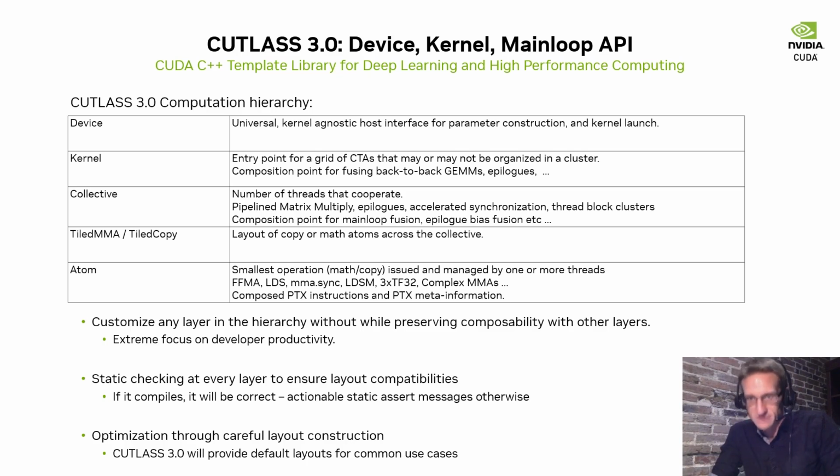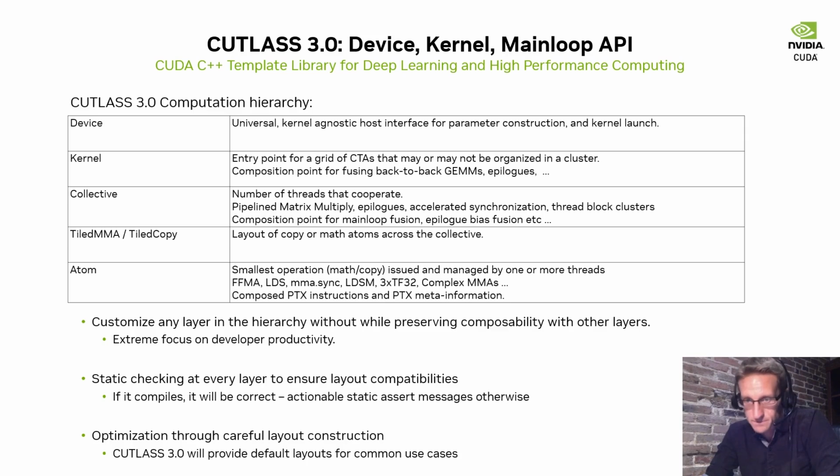At the collective level, collections of threads work together to execute many math and copy instructions, and it's at this level where we are actually writing the speed of light pipelined main loops for GEMM, and it acts as the composition points for main loop fusion or epilogue fusions, etc. At the kernel level, we provide points for composing collective main loops with collective epilogues or collective prologue operations.